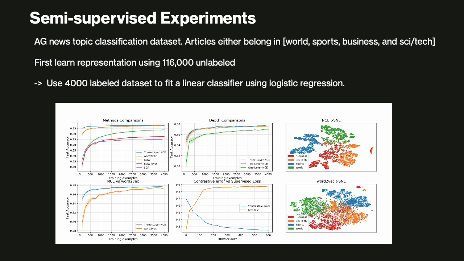In the middle panel, in the top, we see that the more layers NCE has, the better the test accuracy is. And then we also see that contrastive loss directly goes down as the test accuracy goes up. This suggests that contrastive loss is a good surrogate metric for downstream performance. Finally, the embeddings using t-SNE show that comparatively, their model NCE's embeddings appear to be better separated compared to the word-to-vec embeddings.